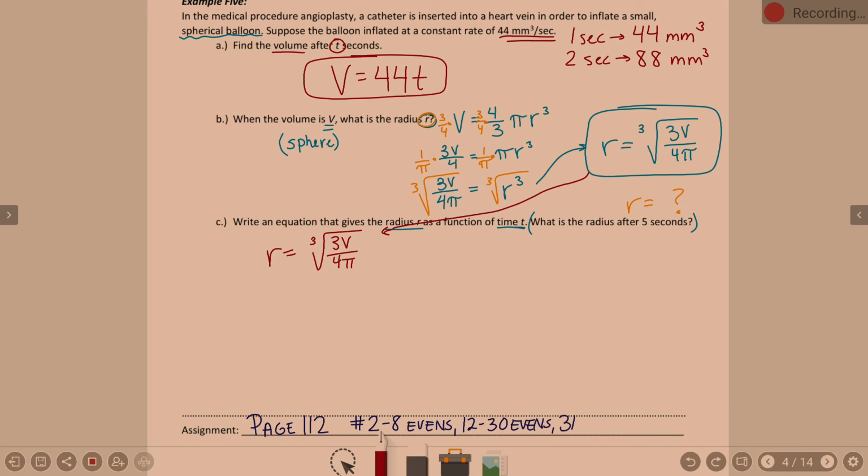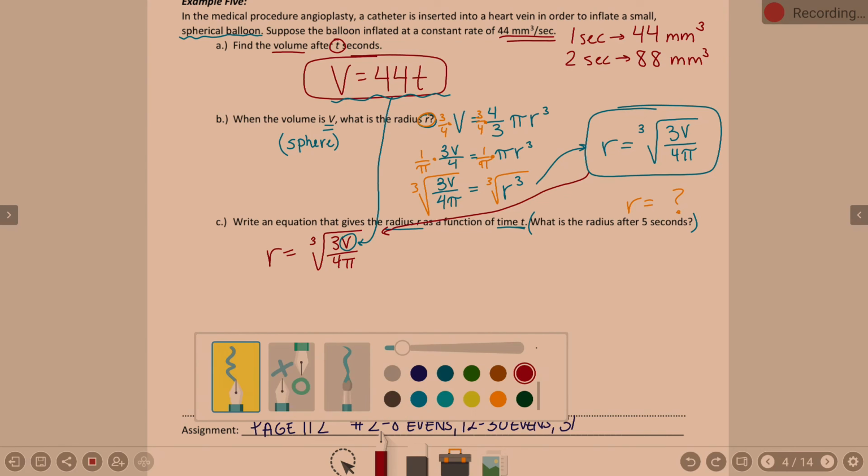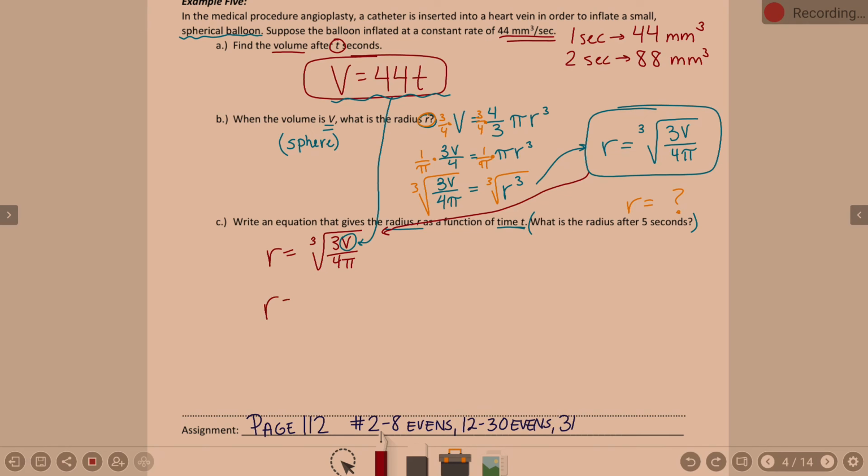Now, it said write an equation that gives the radius r as a function of time t. Folks, right now I have r equals, and this is a function of what variable? T? No, it has a v in it. So right now we have r as a function of v. I want r to be a function of t. What connection do we have between v and t? 44t. V is 44t.